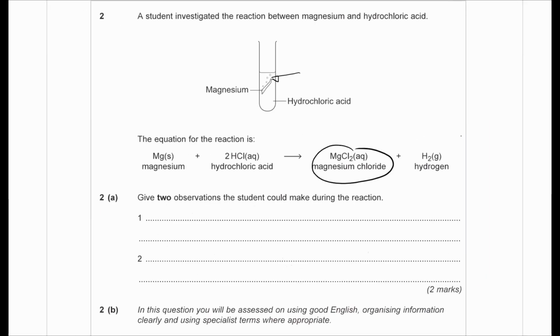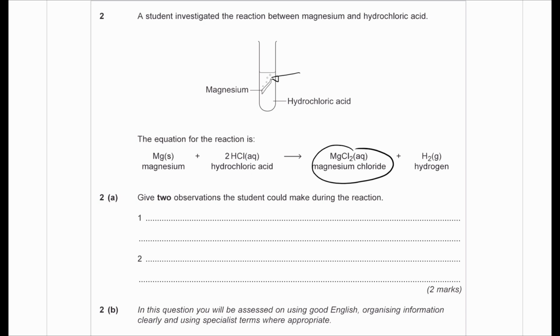Alright, so let's have a look at question 2. It tells us that a student investigated the reaction between magnesium and hydrochloric acid. So we have magnesium plus HCl makes this salt, magnesium chloride, plus hydrogen. And it says state 2 observations the student could make during the reaction. Now I've put a ring around the magnesium chloride to start with because I want to point out that the state symbol for magnesium chloride is aqueous, which means that the only thing that's a solid here is the magnesium.